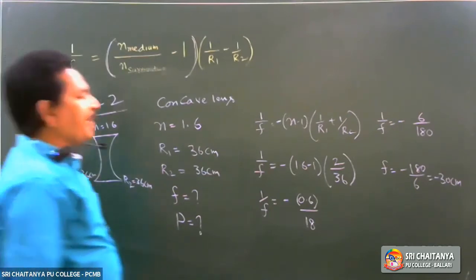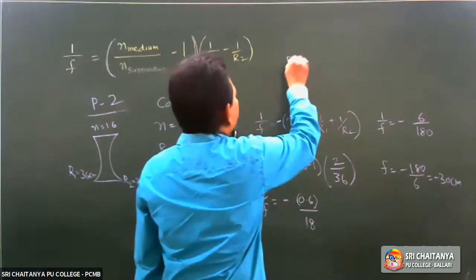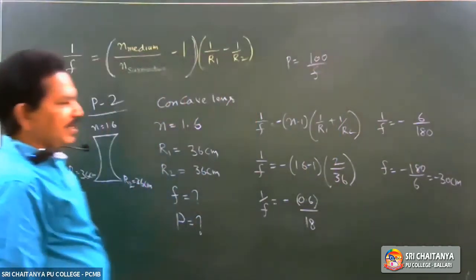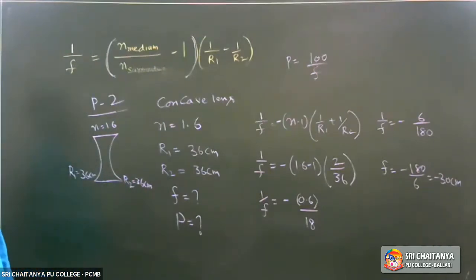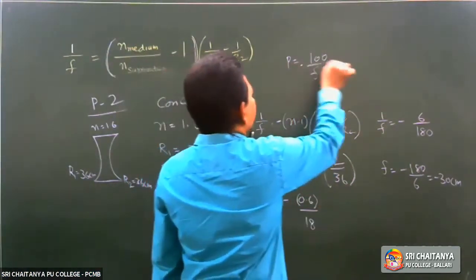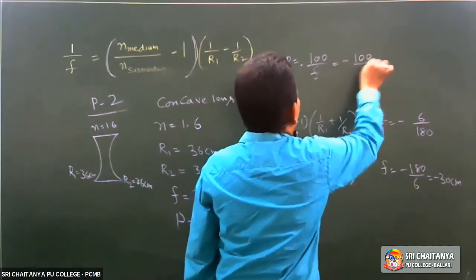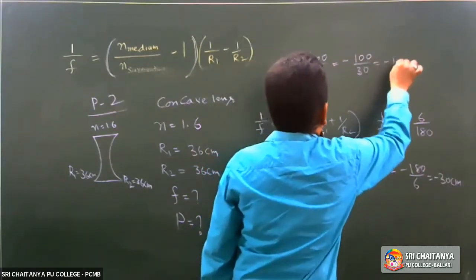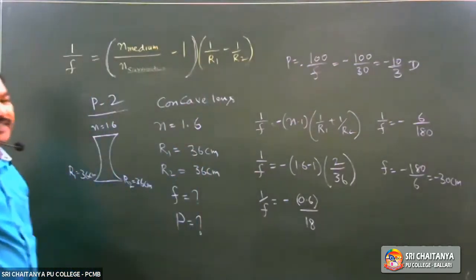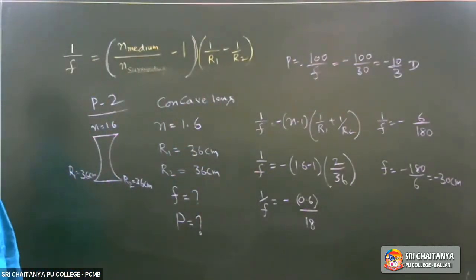If you want to calculate power, calculate power. Power is equal to, because f is in centimeters, 100 by f. This comes out to be minus 100 divided by 30, which is equal to minus 10 by 3 diopters, 3.333 diopters. This is the power of the given concave lens.